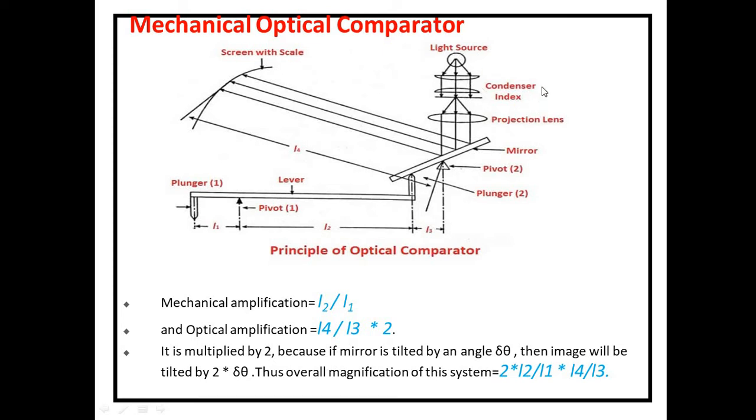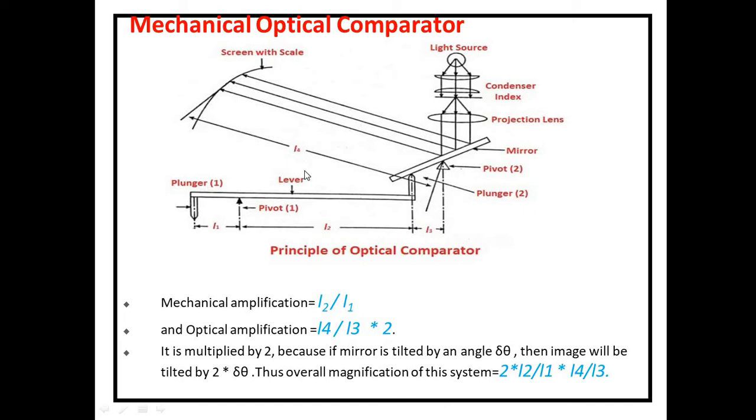Here a light source is there, then a condenser lens, then a projection lens. The condensing and projection lens will convert the incident rays into parallel rays, and they will get reflected from here. The distance between pivot 2 and plunger 2 is L3, and this is the screen where you are going to get the movement, the projected scale. The distance between this screen and pivot 2 is L4.